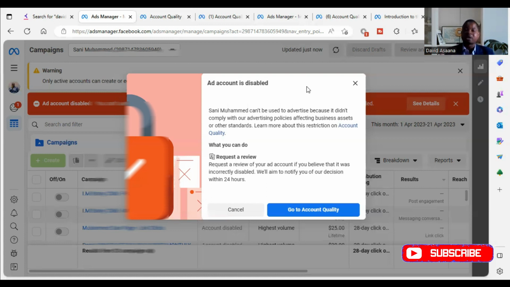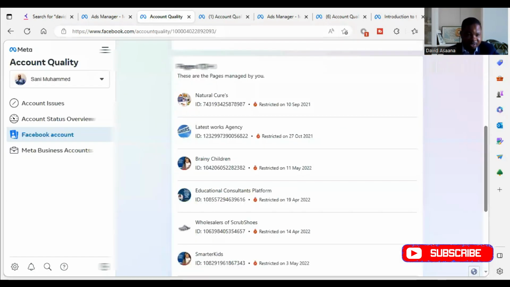So I will show you all the possible ways. And I'll also show you if your pages or your ad accounts keep getting restricted, I will show you why that is happening. Now, when you click on go to account quality, it takes you to account quality.